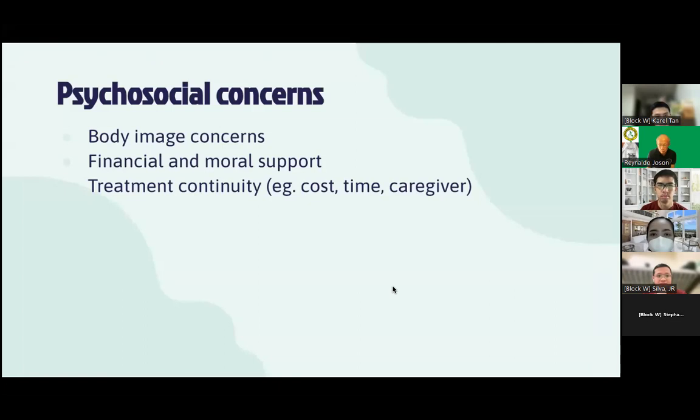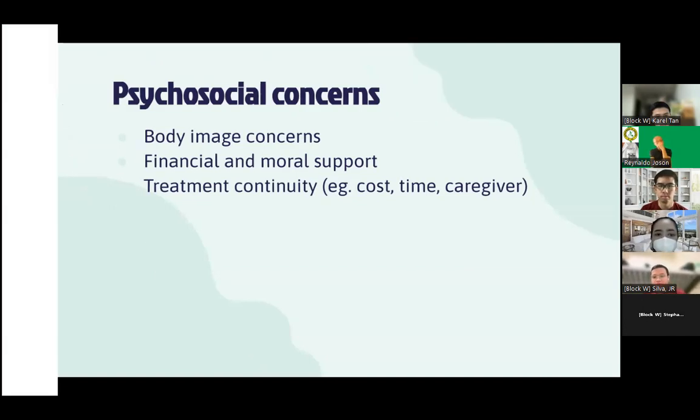Next slide, please. So for psychosocial concerns, since the patient has undergone mastectomy, she may have body image concerns such as asymmetric breast, so she may be offered breast reconstruction and referred to the plastics division if she would want to, or other measures to preserve body image po.